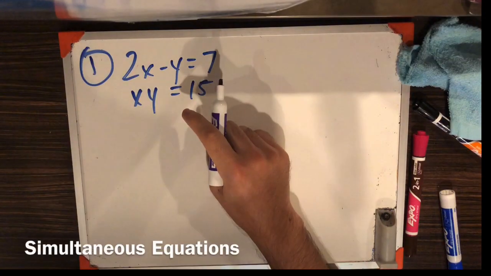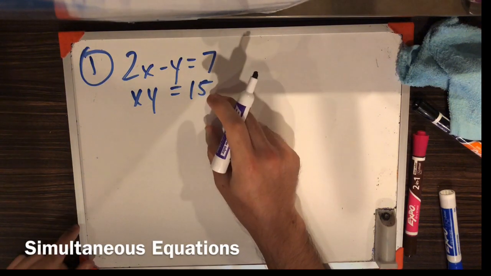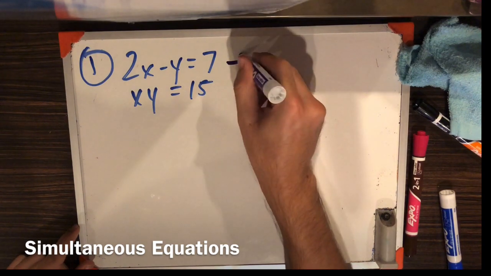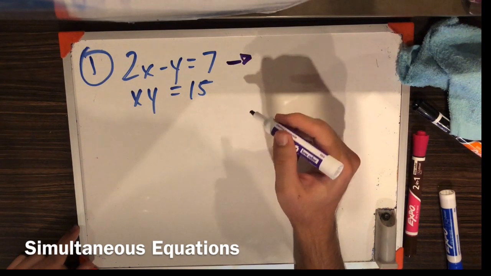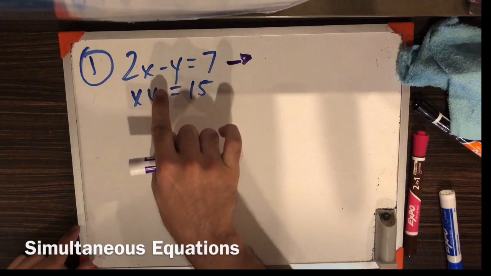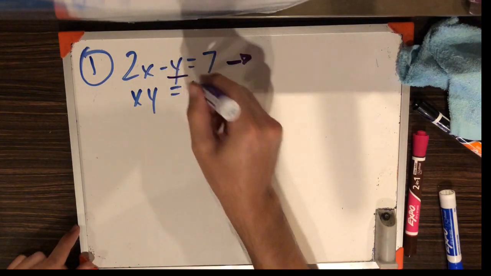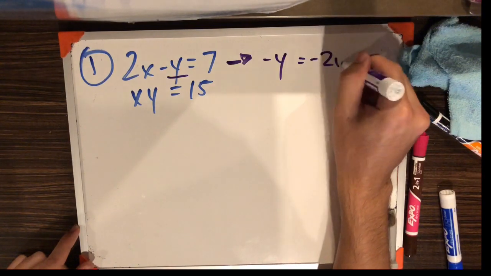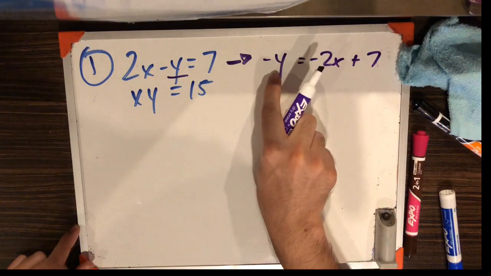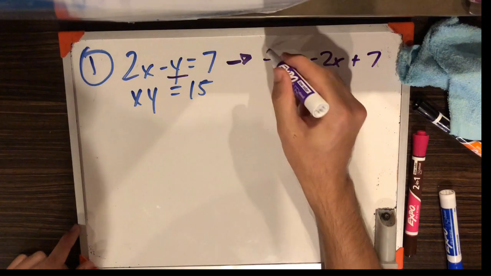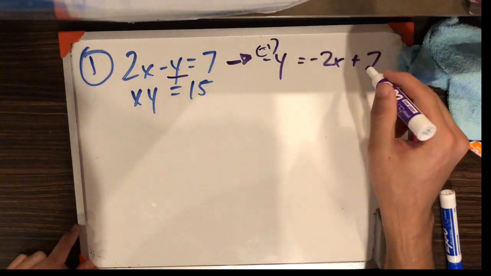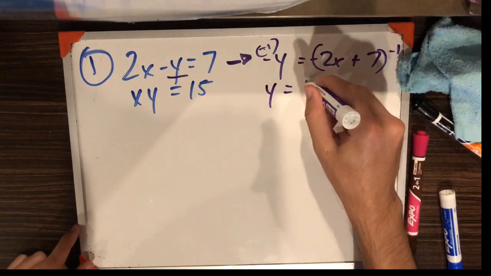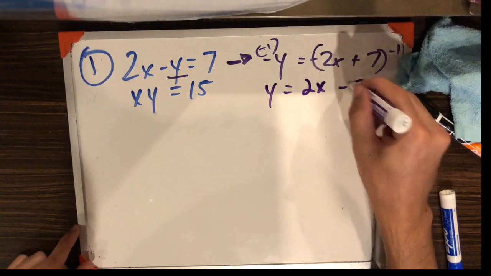Let's go on to simultaneous equations, right? Now, this is a linear, a nonlinear. We should be substituting here, okay? Now, let's substitute for y. So negative y is equal to negative 2x plus 7. Well, that's a negative y. We need to make sure we multiply by a negative 1 here and a negative 1 here. So y ends up being a positive 2x minus 7.